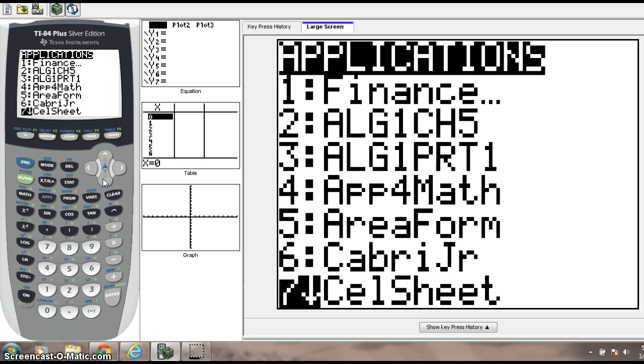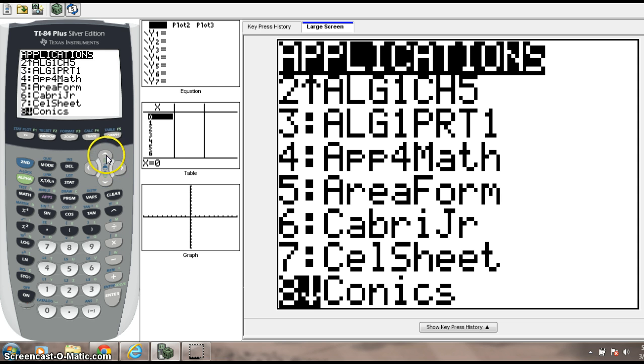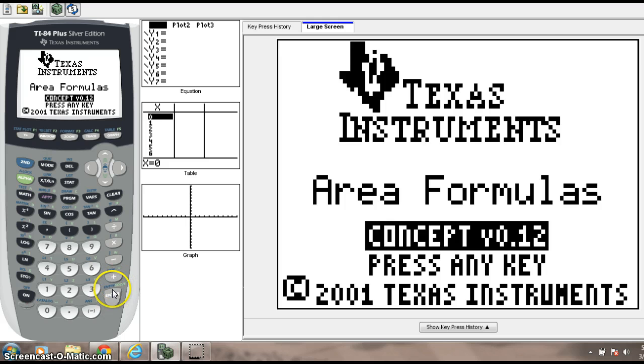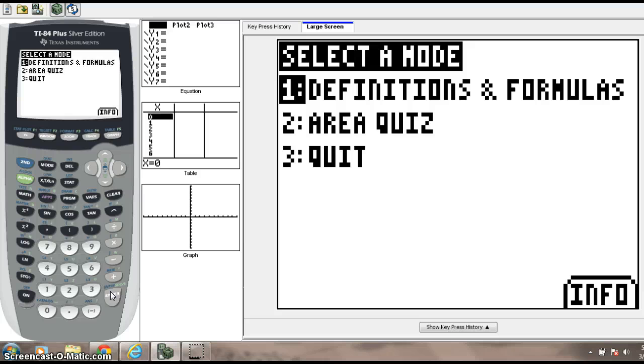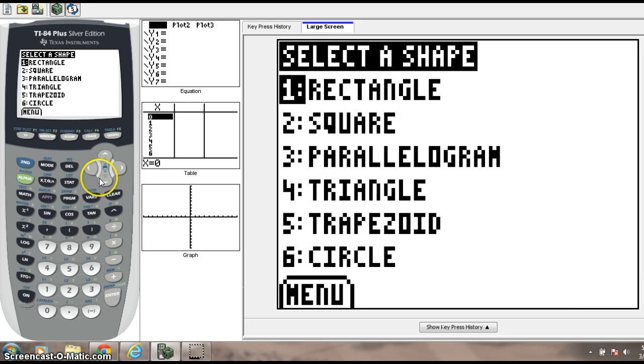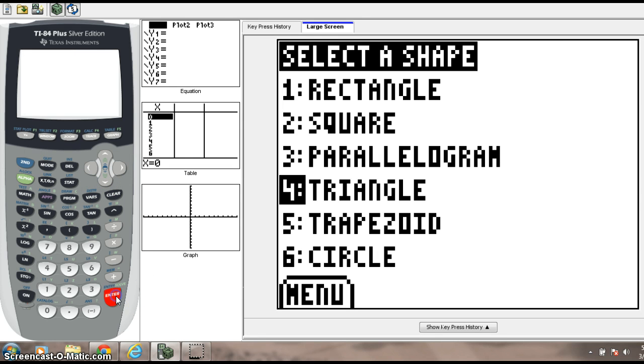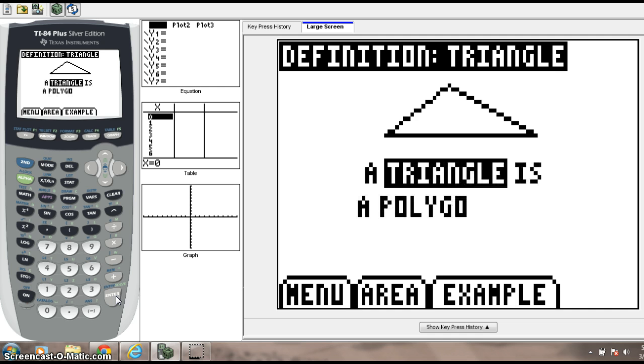We're not going to use all of these things, but one popular app on here is the area formulas. Just keep clicking enter if all else fails. Alright, so just click enter and we'll look at some definitions and formulas. You can select a shape. Let's go with triangle. Gives you the definition of a triangle.